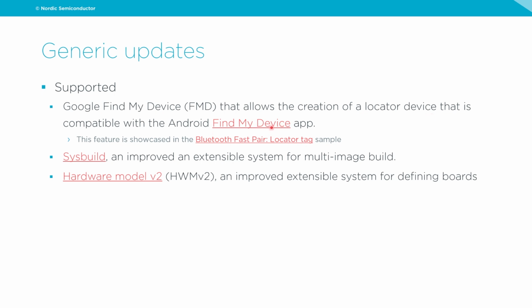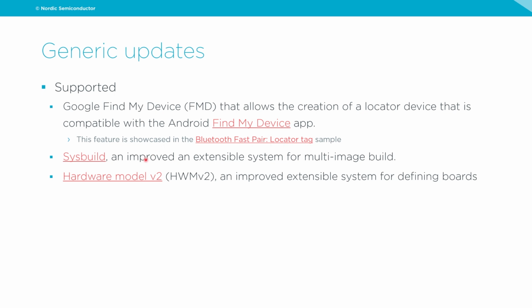It doesn't have to be specifically a locator device as such, or a dedicated tracker. You can also see this as a location feature that can be added to other devices so they can be easily tracked. Think, for example, of an e-bike or headphones or any other device that has Bluetooth LE capabilities. So FMD is basically a feature in your firmware, essentially. We also introduced a sample to showcase FMD, this Bluetooth Fast Pair locator tag sample. You can use that as a starting point to see how it works and then integrate that into your application.